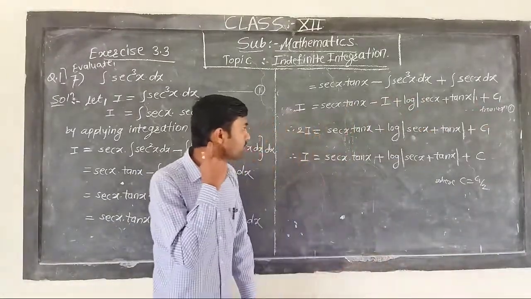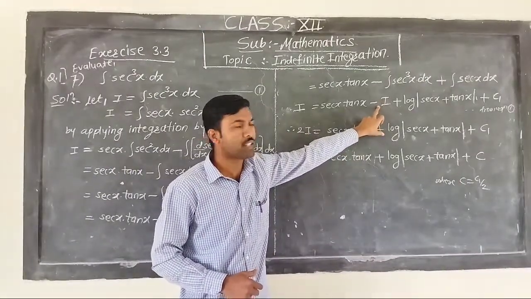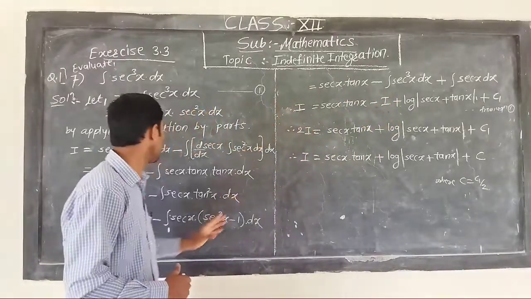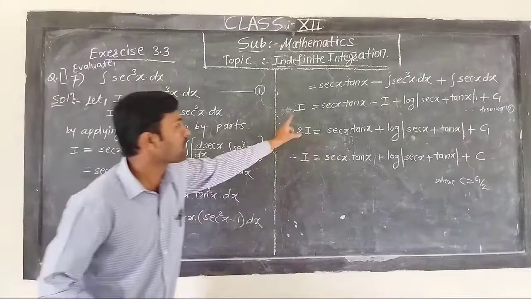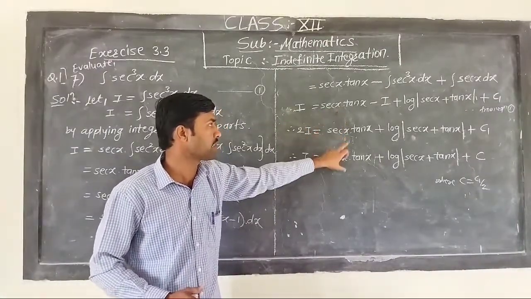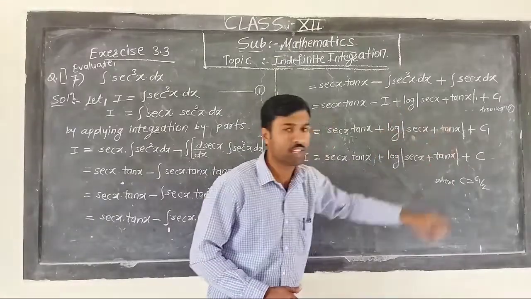Now in the next term, friends, this right hand side term minus I, if I take this term to the left hand side it is also I, so I plus I, that is 2I, and the remaining terms are written as they are here: sec x into tan x plus log of mod of sec x plus tan x plus c1.